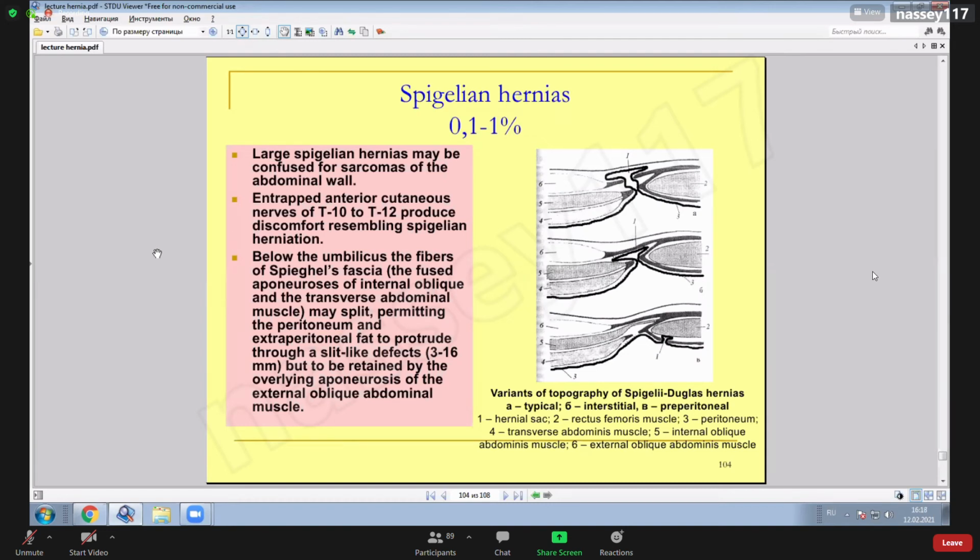Entrapped anterior cutaneous nerves of T10 to T12 produce discomfort resembling Spigelian herniation. Below the umbilicus, there are fibers of Spigelian fascia. The fused aponeurosis of the internal oblique and the transverse abdominal muscle may split, permitting the peritoneum and extraperitoneal fat to protrude through slit-like defects, 3 to 6 millimeters, but to be retained by the overlying aponeurosis of the external oblique abdominal muscle.